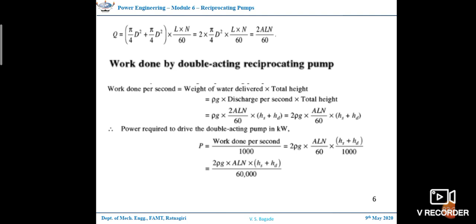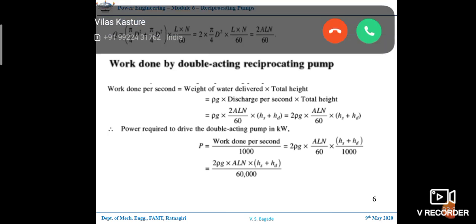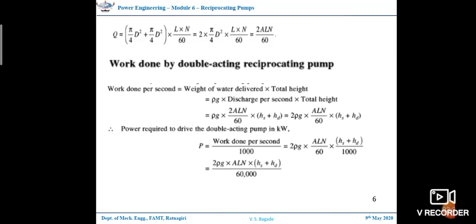Similarly the work done. The work done is nothing but the weight of water delivered multiplied by the total height, so it is rho G into 2ALN upon 60 into HS plus HD. Similarly, for the power required to drive the double acting reciprocating pump, we need to multiply by 2 only.